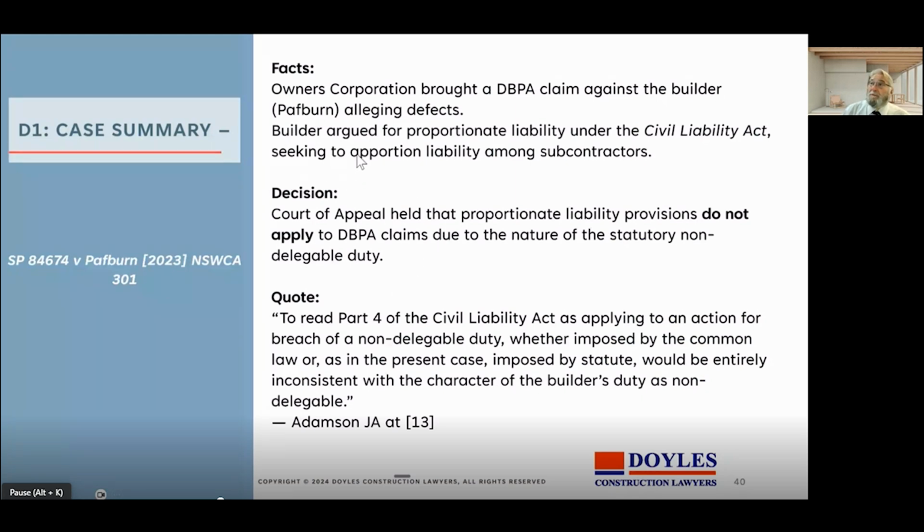In here, the builder argued for proportionate liability. So the builder is saying, well, I might be responsible for some of it, but I employed a qualified architect, so he should take 30%. And I employed a careful supervisor, so he should take 50%. So I should only be liable for the 20% in the middle. And the court said, no, you're liable for the whole lot.